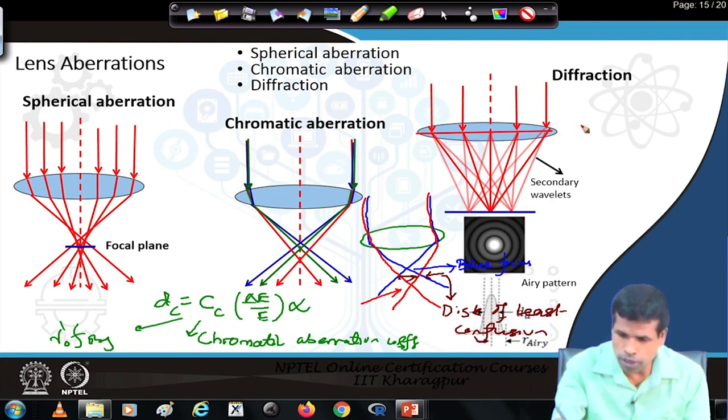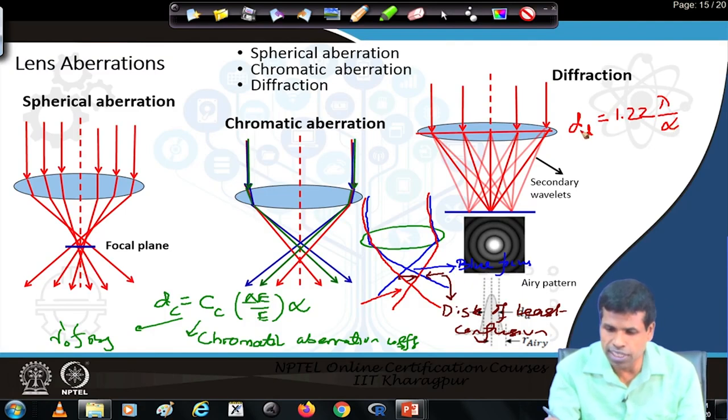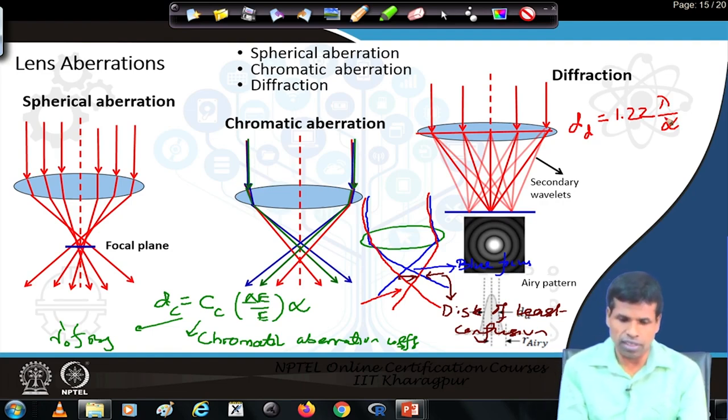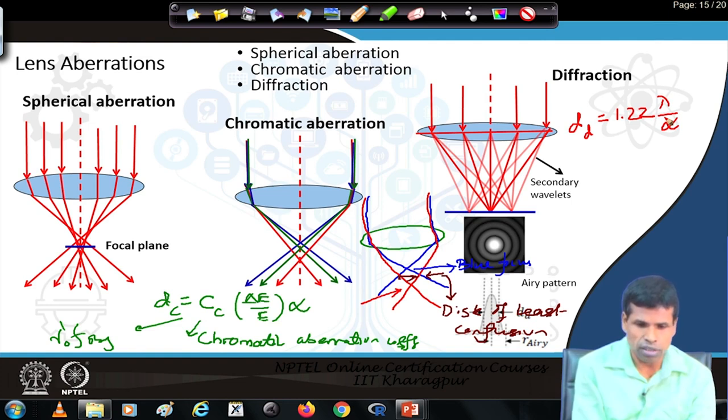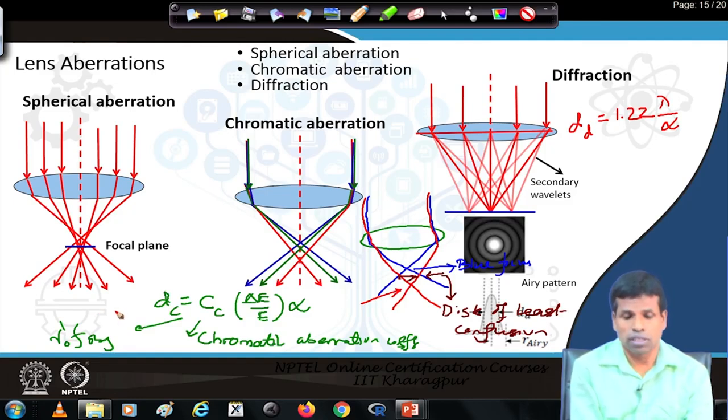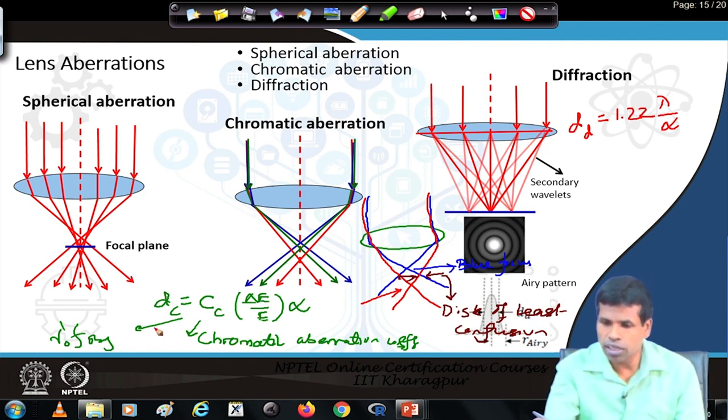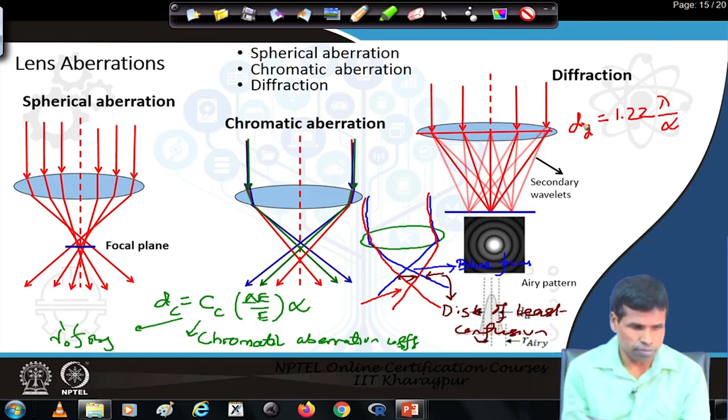It will be DD is equal to 1.22 lambda by alpha. Here everything you know. DD is the diffraction aberration, and lambda and alpha you know. What we have seen previously, spherical aberration was directly proportional to alpha cube, that is, the higher the angle of aperture, the higher the spherical aberration. Similarly, the higher the angle of aperture, the higher the chromatic aberration. On the other hand, the higher the angle of aperture, the smaller the diffraction aberration.